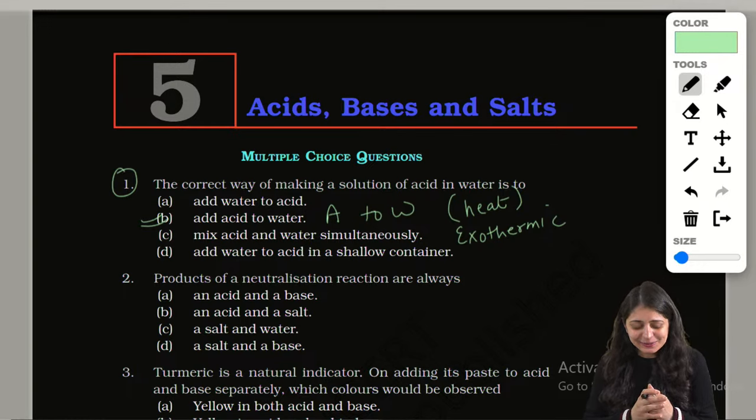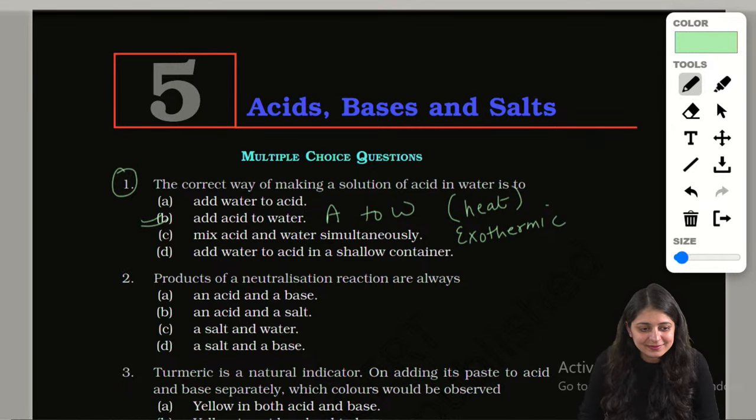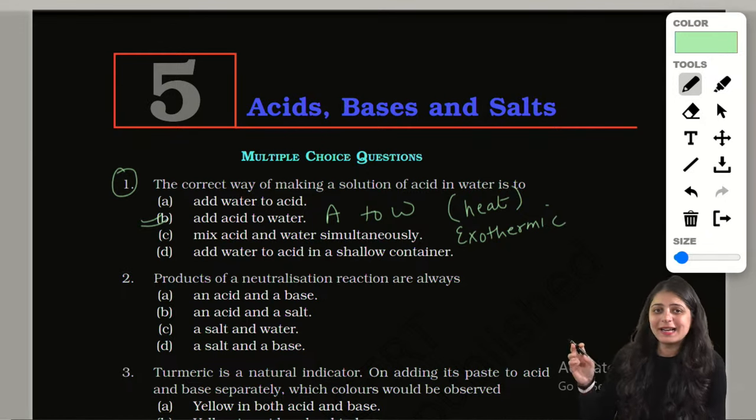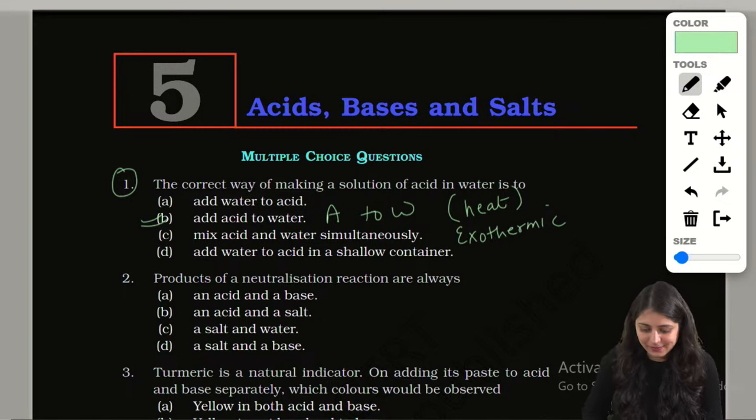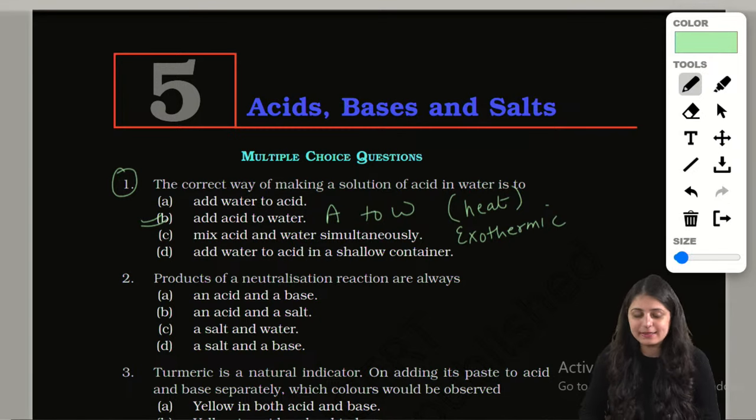Theek hai, is this clear? Is the first question clear to all of you? Quick thumbs up. I can see some of you saying yes ma'am. The ones who said we'll add water to acid, no beta. We will always add acid to water very slowly, drop by drop, with constant stirring. So option B is the correct answer. ठीक है? चलिए. Good. Moving on to the next question.